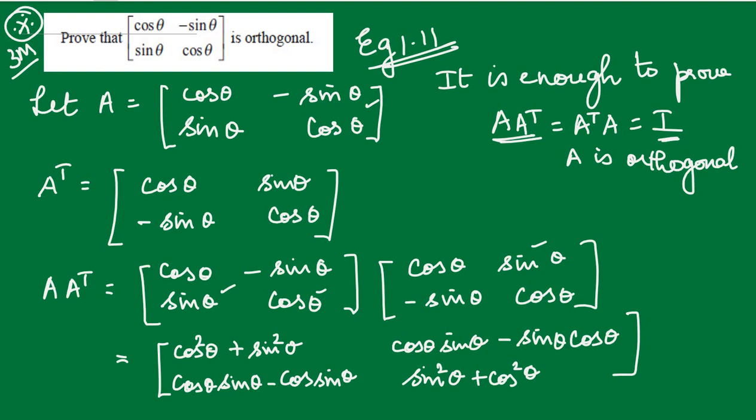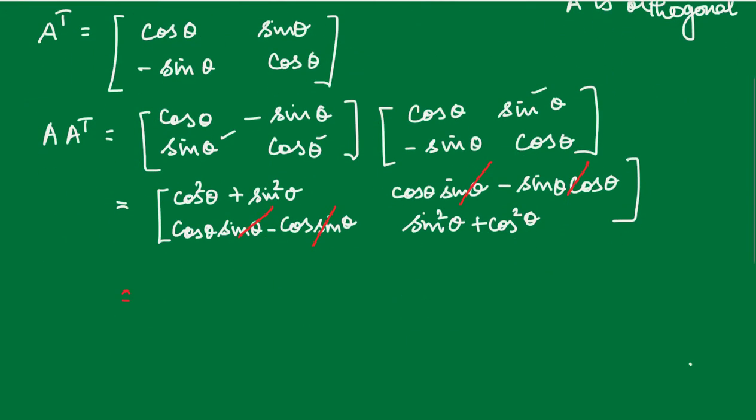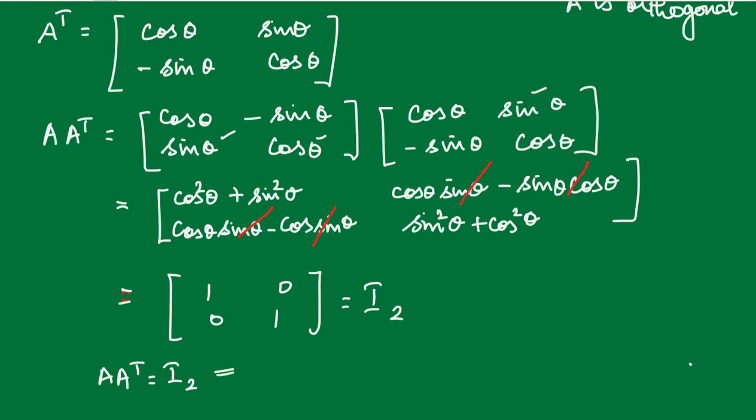So that is sin square theta plus cos square theta. Now the value for this is equal to, so here sin theta cos theta becomes 0, and therefore we get 1 0 0 1, which is a unit matrix of order 2. So we have proved that A transpose A product is equal to the unit matrix, which implies that A is orthogonal.